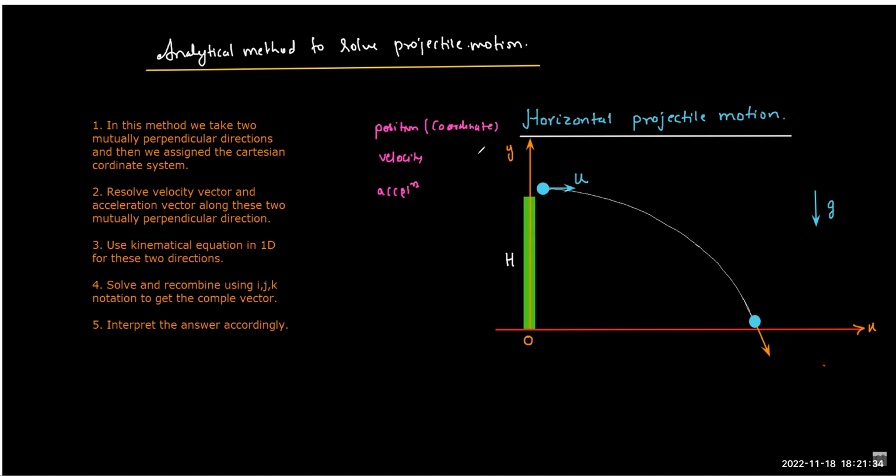Okay. So can you locate the initial coordinate of the particle, the object, the ball? Yes or no? Can you locate? Yes, sir. So if you look at it, what will be the initial coordinate of this ball? The X coordinate is 0 and the Y coordinate is H, so (0, H).